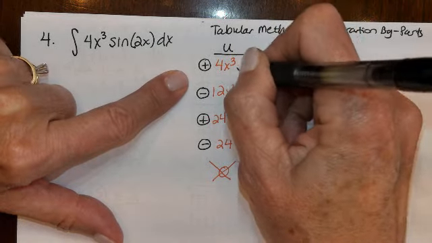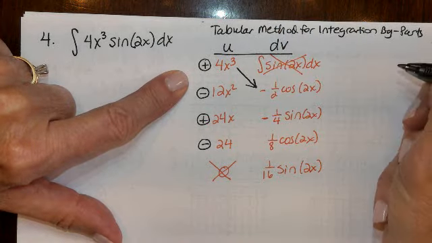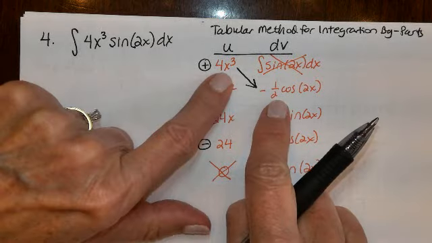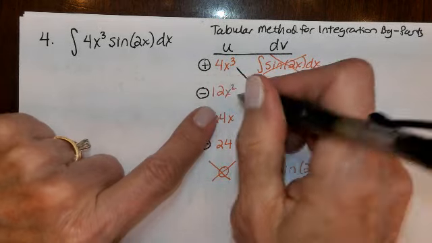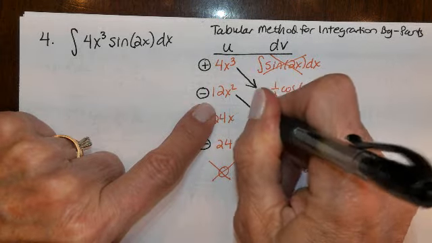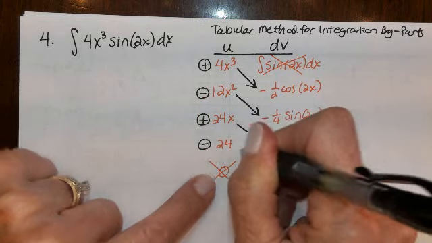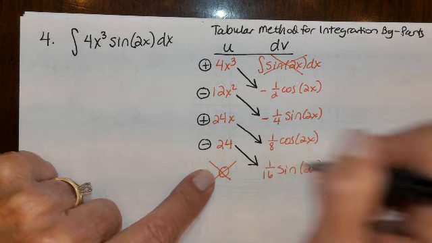And now you're going to multiply diagonally because here's our uv, right? This would be the next uv, this would be the next uv, and this will be the very last integral.